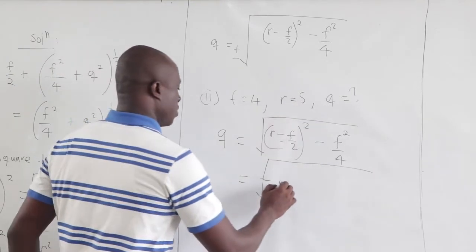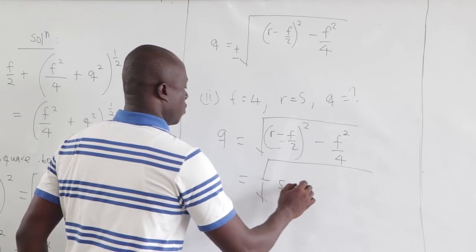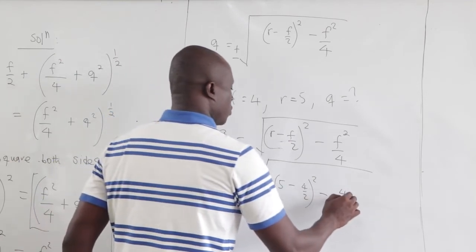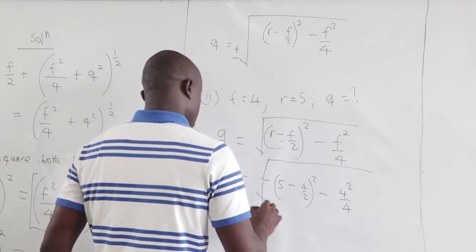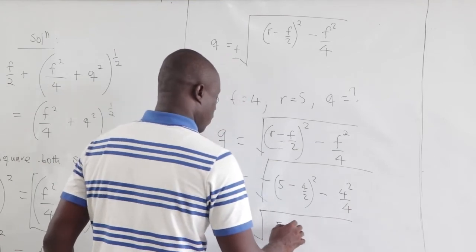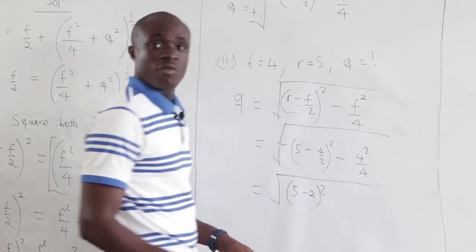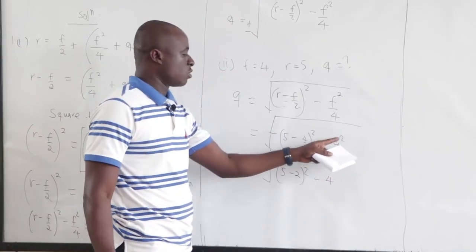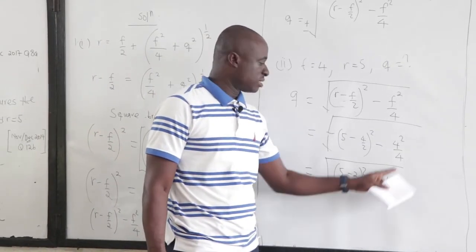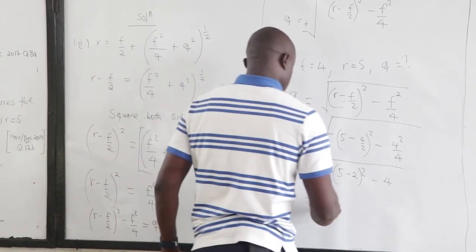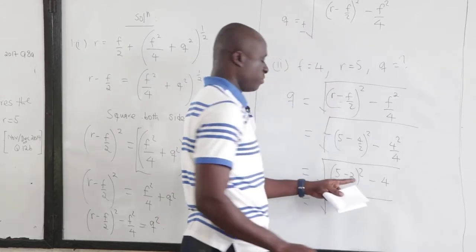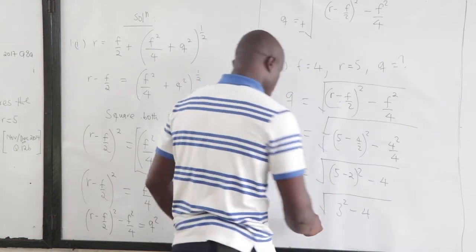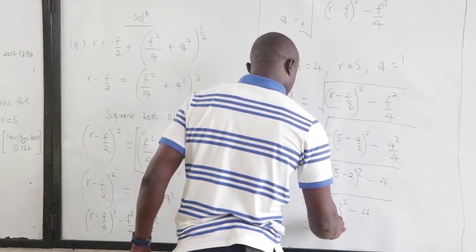Now we have to substitute. What is our R? 5. So you have 5 minus F, 4 over 2 all square, minus f square, so you have 4 square over 4. Now this is equal to square root. We have 5 minus 2 square. 4 over 2 is 2, minus 4 square which is 16. 16 over 4, that's 4. And this will give us square root of, now 5 minus 2 we have 3. So 3 square minus 4. 3 square is 9. 9 minus 4. So we have square root of 5.